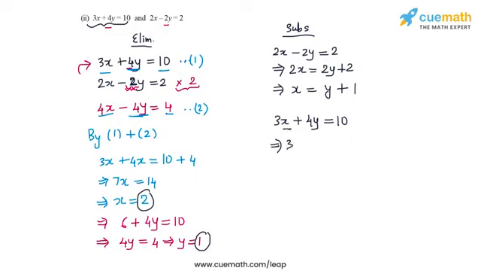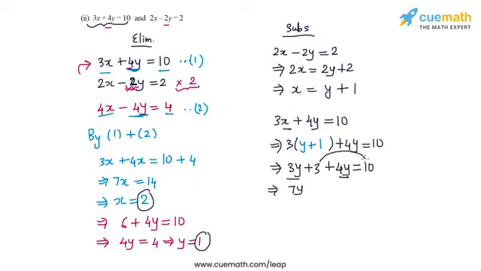So 3 times (y plus 1), so this is the substitution I'm doing, plus 4y, this is equal to 10. Now let's expand this. So we get 3y plus 3 plus 4y is equal to 10, or on the left side I get 7y, 3y plus 4y is 7y, and I can take this 3 to the right, and that gives me 7y equal to 7, or y is equal to 1.